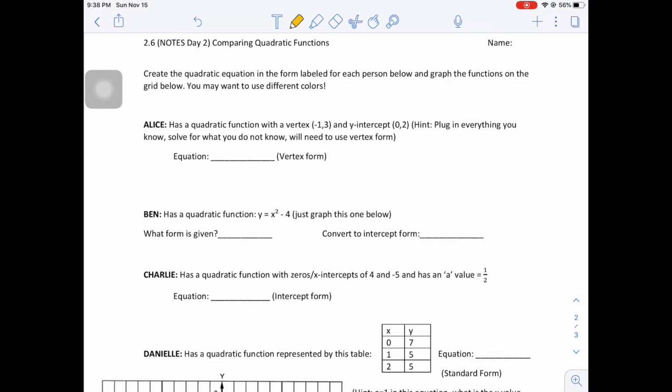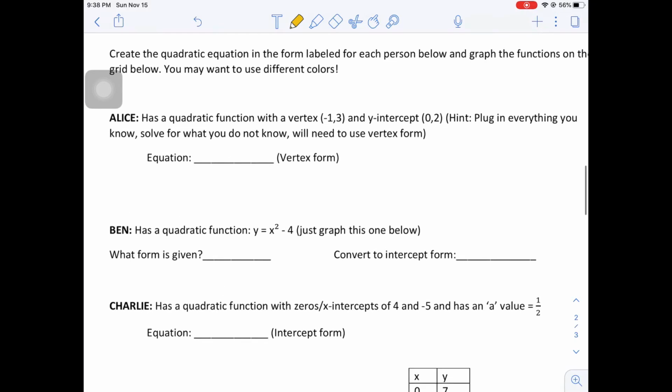It says Alice has a quadratic function with a vertex of -1, 3, and a y-intercept of 0, 2. The hint says plug in everything you know and solve for what you do not know. You will need to use vertex form. So we literally know the vertex, so we know h comma k. The other variable in vertex form is just a, right? So we have y is equal to a times x minus h squared plus k.